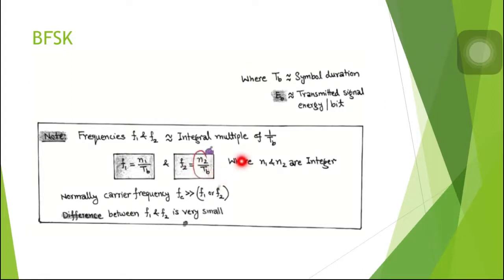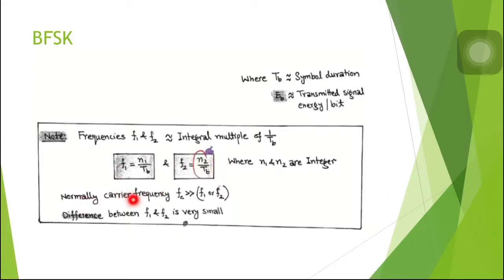So what will be f3? It will be f3 is equal to n3 by TB, right? Likewise, where n1 and n2 are integers, so it may be some kind of numbers like 1, 2, 3, 4, 5, right?